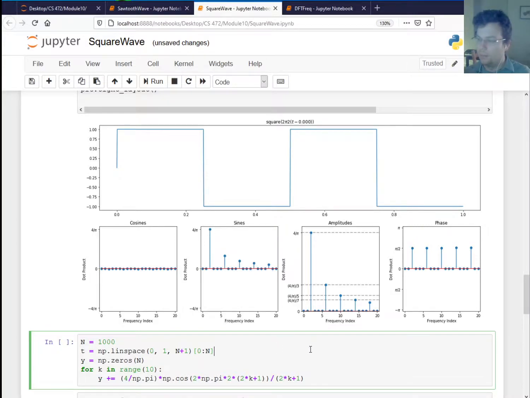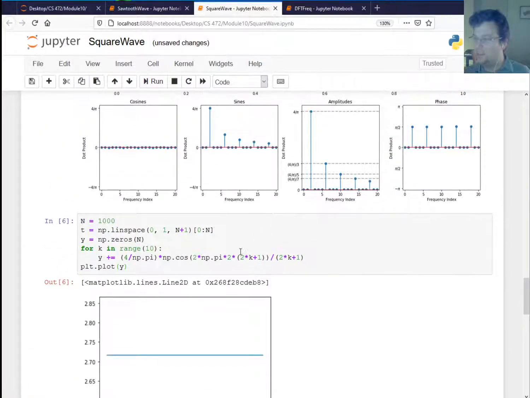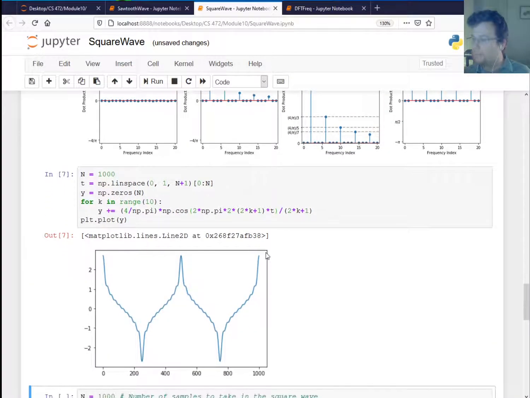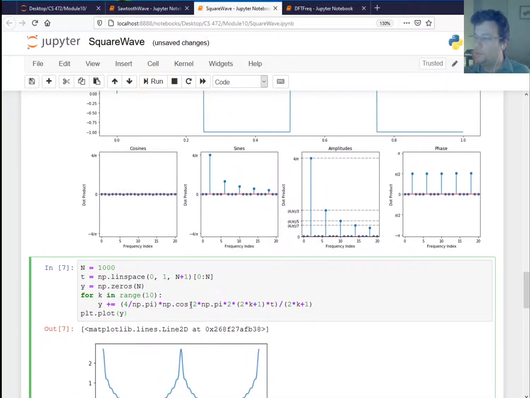So let's plot y and see what it looks like. Did we actually get a square wave? No, we didn't. So what happened? Oh, because I need to multiply by t. It's all of that times t. Okay, and also, I made a mistake here because these are supposed to be sines, not cosines.